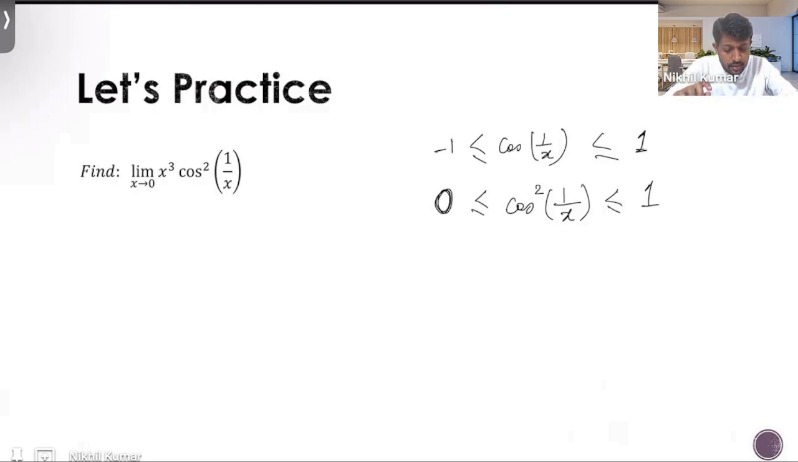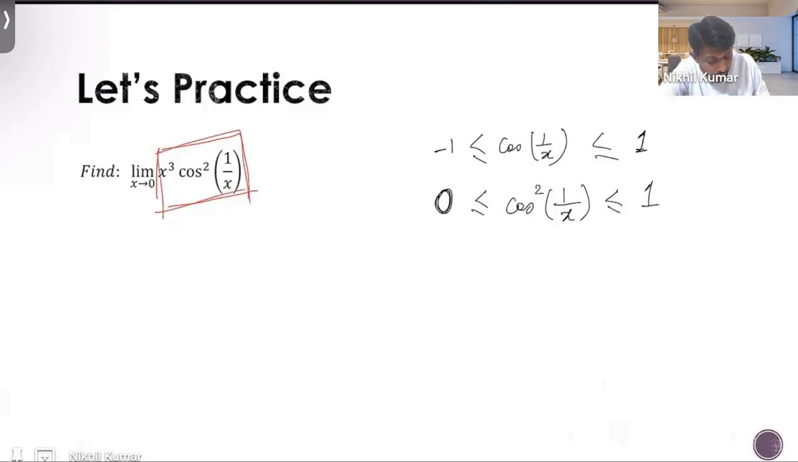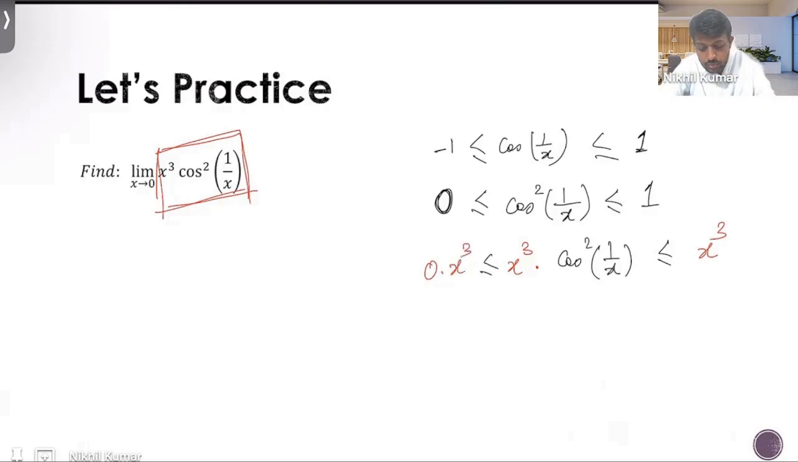Next part is to multiply something in order to get the original function which resembles the function given in the question. So we have x cube that we're going to multiply with cos square 1 upon x. So that means x cube has to be multiplied here also. That means x cube has to be multiplied on this side also. So 0 into x cube is essentially 0. So I'm just going to write 0 there. Okay, so this is our inequality.